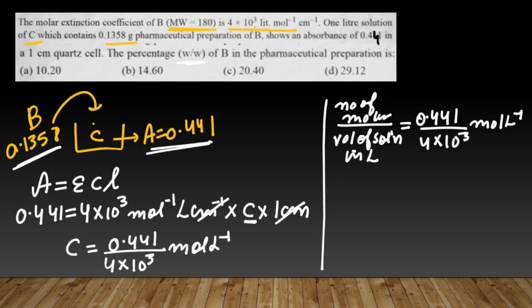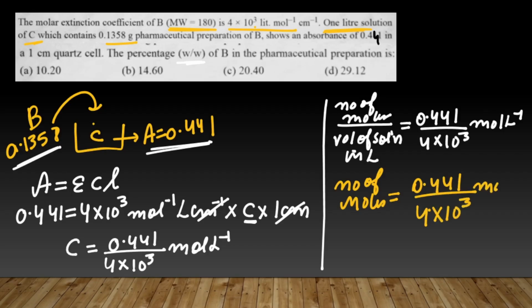From here, the volume of the solution is given as 1 liter, which means the number of moles that we are going to get here is 0.441 upon 4 into 10 raised to the power of 3. These many moles of the B are present in my solution, right? Now number of moles we know is given weight upon the molecular weight, which we get as 0.441 upon 4 into 10 raised to the power of 3. Now the molecular weight of the B is known to us, which is 180.